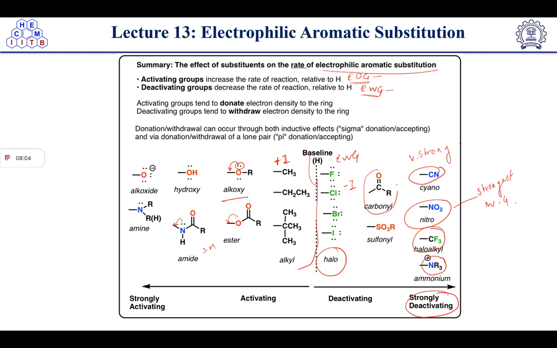And this carbonyl is also electron withdrawing, because this carbon is electrophilic. This will pull the electron density. And here also sulfur is giving a withdrawing effect. So here you can see the scale. Activating groups are here, and deactivating groups are here, right? And their effect also you can see here.